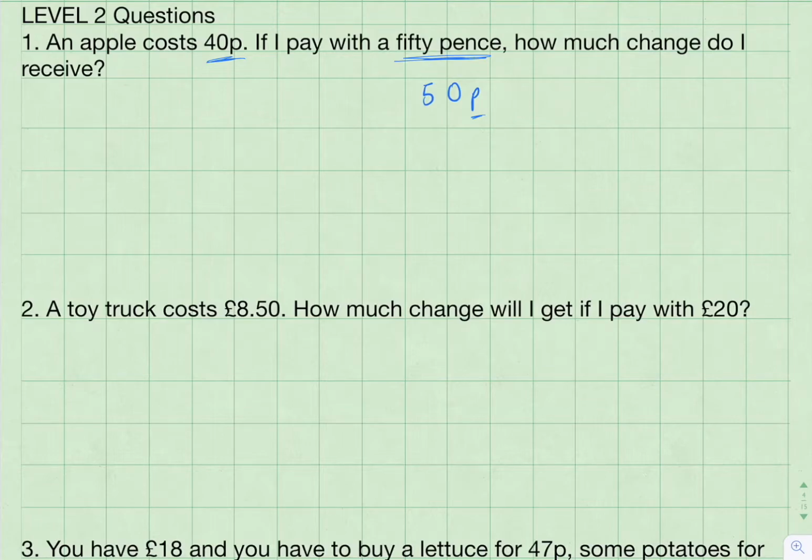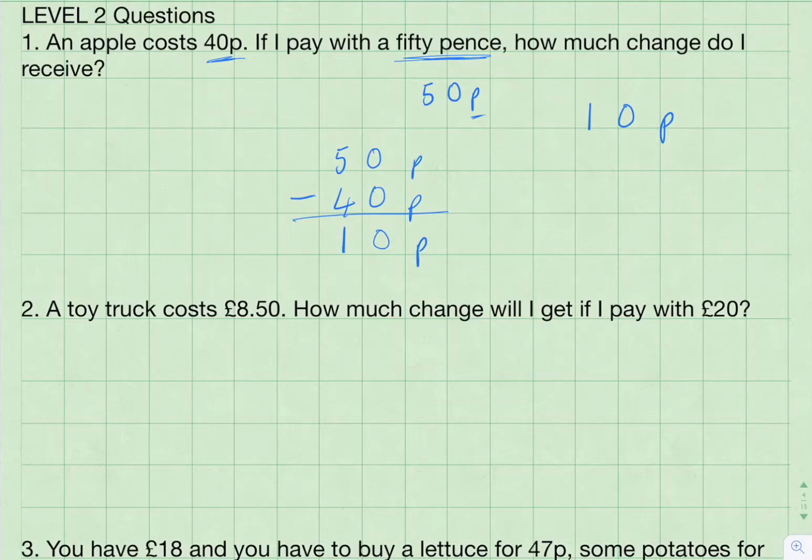So the apple costs 40p, I pay with a 50 pence piece. How much change do I receive? So this is a straightforward subtraction. 50p minus 40p. 0 from 0 is 0. 5 minus 4 is 1. So I get 10p or 10 pence change.